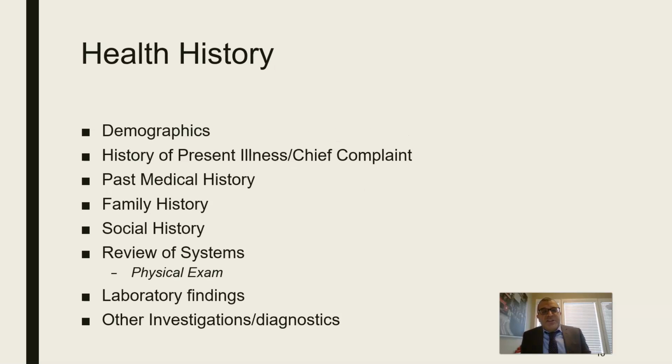So the health history includes patient demographics, so patient age, height, and weight, body mass index, and so on, history of the present illness, chief complaints, why the patient is here, past medical history, family history, social history, also review of systems, and we'll talk about the physical examination as well, lab findings, and other investigations and diagnostics.